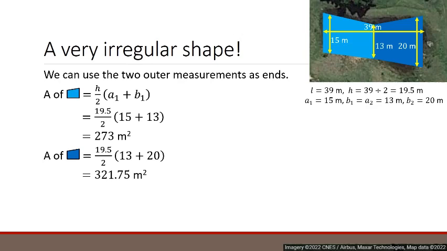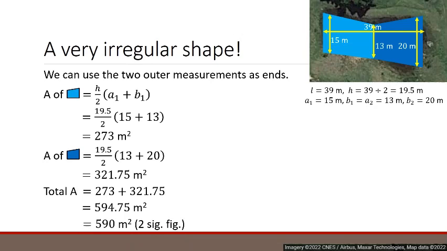And of course, to find the total area of the dam, we then add those two numbers together to give us 594.75 metres squared. Now remember, this is an approximation, so having that many significant figures is probably not useful. So what we'll do is round it to 2 significant figures and say that the area of that dam is 590 metres squared. And if we needed to calculate the area of the field around the dam, how much grass we have to mow, then we could subtract that number from the calculation we previously found of the total field.